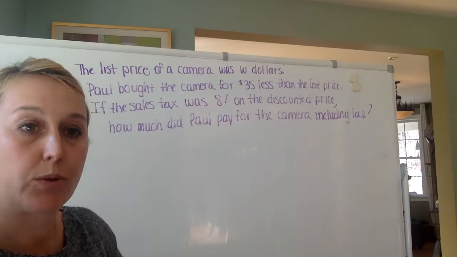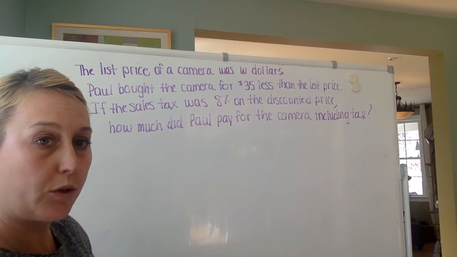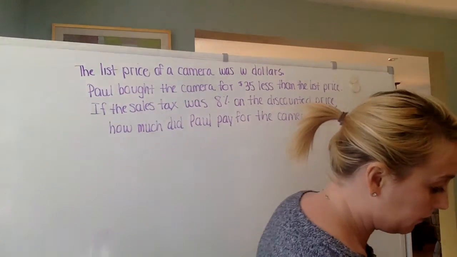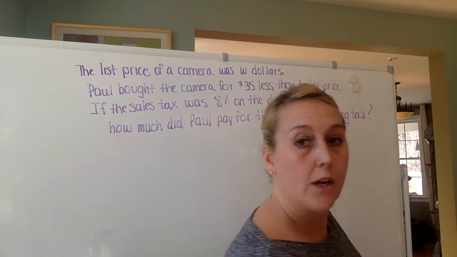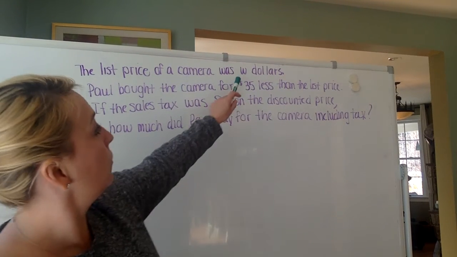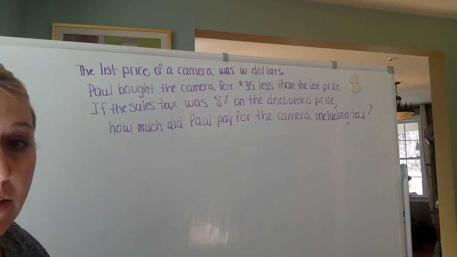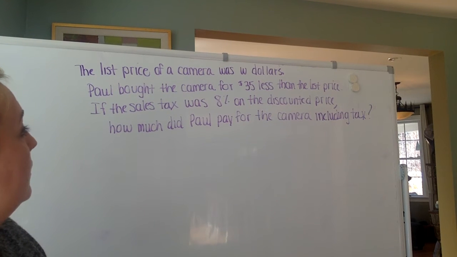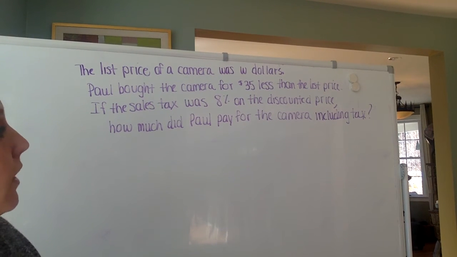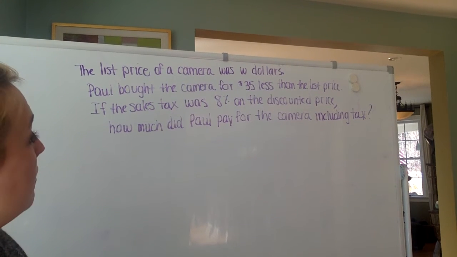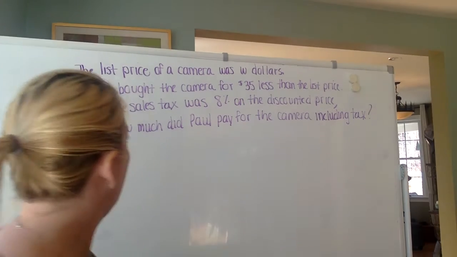Hey, sixth graders. So we're still working on these challenge word problems for practice 3.6. This is number 21. The list price of a camera was W dollars. Paul bought the camera for $35 less than the list price. If the sales tax was 8% on the discounted price, how much did Paul pay for the camera, including tax?